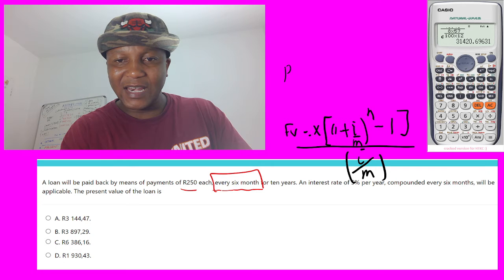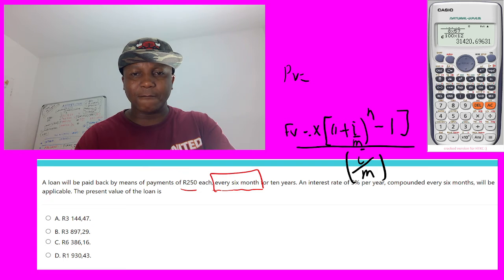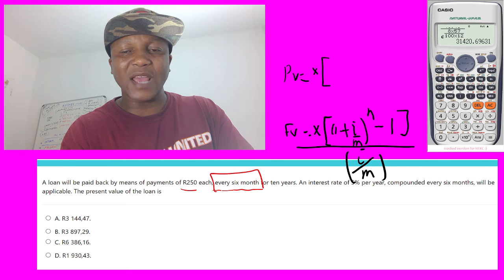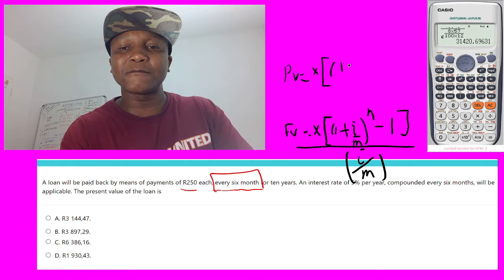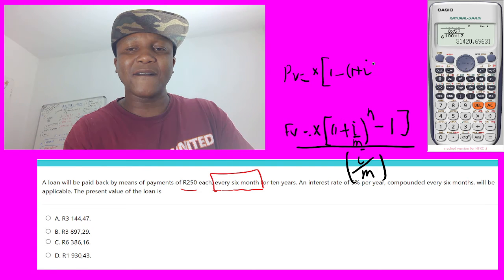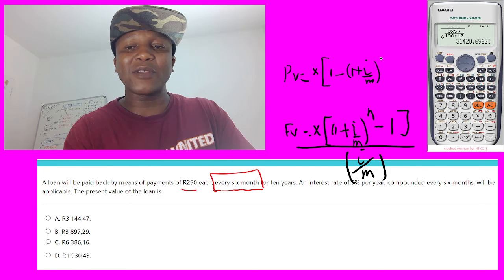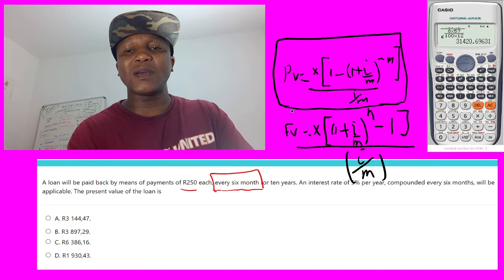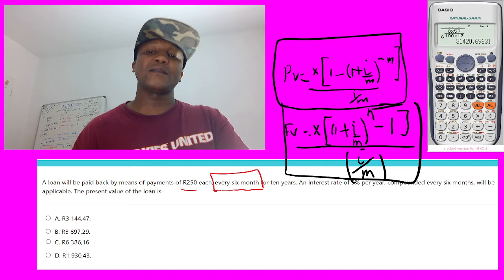Now, for present value, you say present value equal to x. We know x is the amount which either you withdraw or you deposit on a regular basis. 1 plus I. No, I'm wrong. Sorry, I must say 1 minus. Sorry, my apologies. 1 minus 1 plus I. And then you must divide by how it was compounded. And they say negative m. And then after that you close and then you divide by I over m. So this is the present value formula. And this is the future value formula. You know what I'm saying?